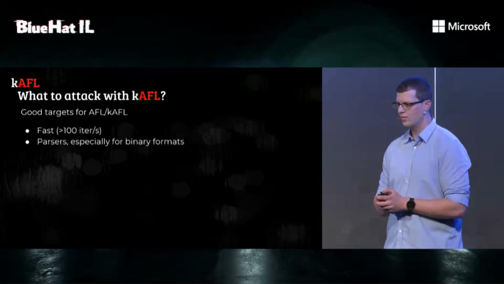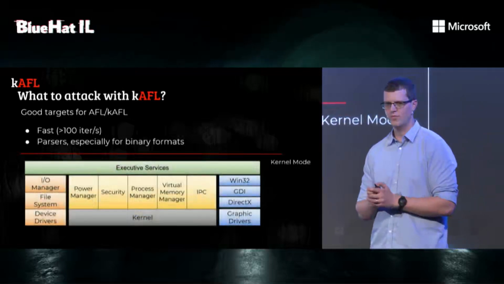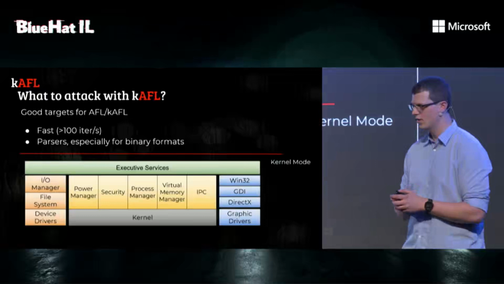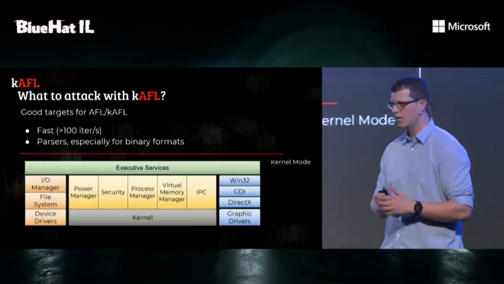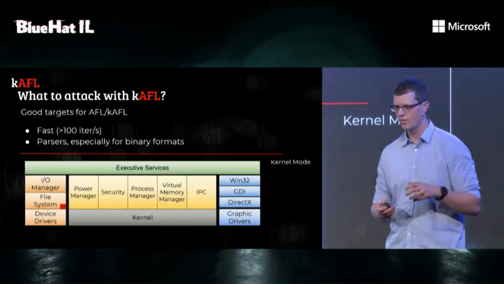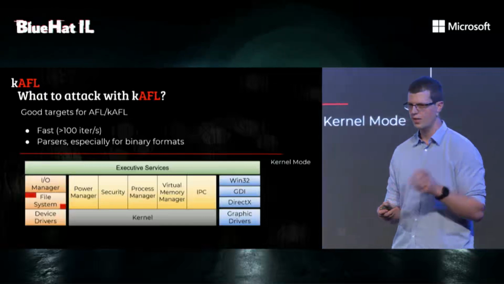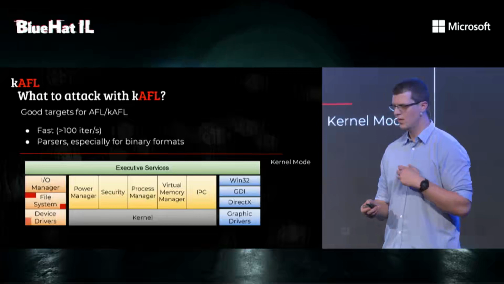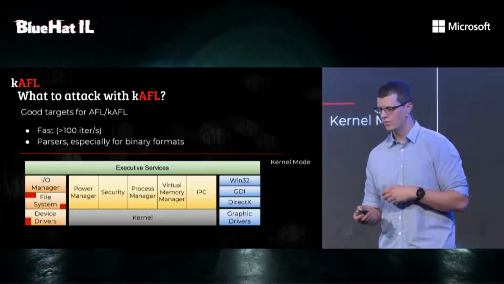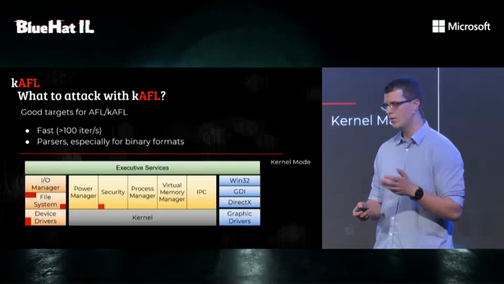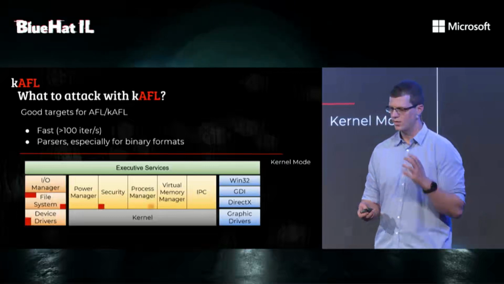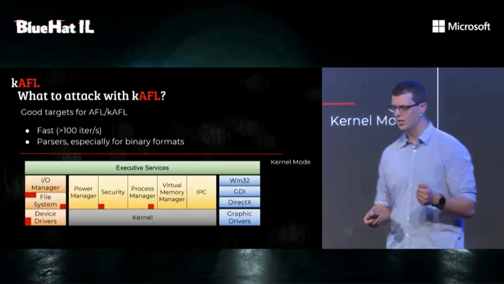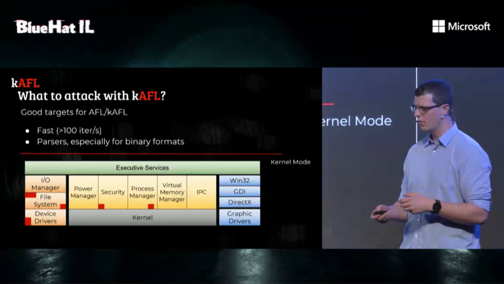So we can ask ourselves, which fast binary format parsers live inside the Windows kernel? And the answer is, there are quite a few. There are the file system and file system-like formats like registry, NTFS, CLFS, FAT, and so on. There are device drivers that parse binary information. There's the crypto API that uses some of it. There's the PE format that Dave talked about before, and a few others.